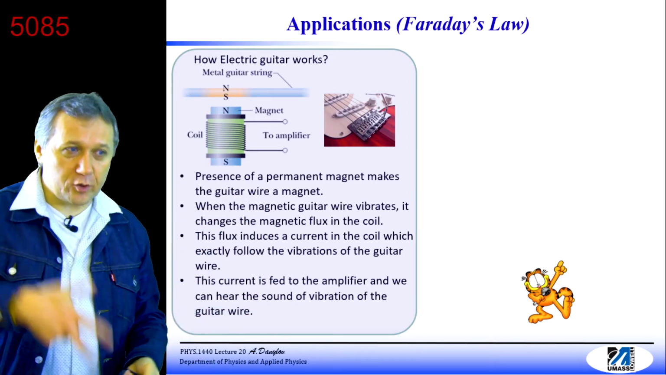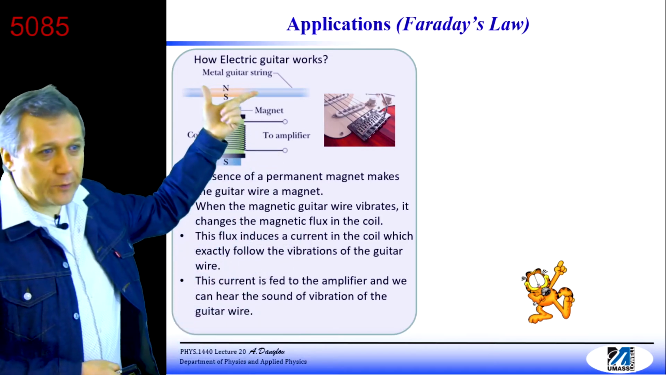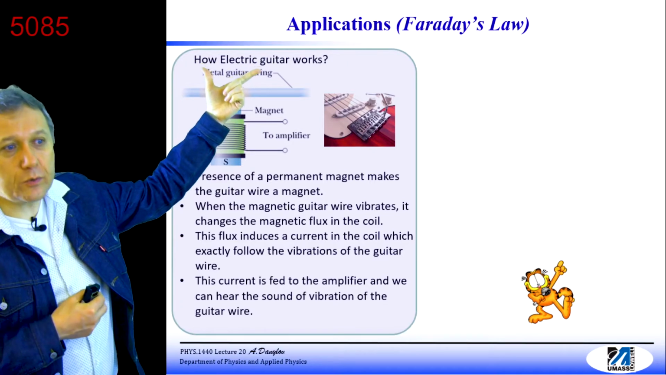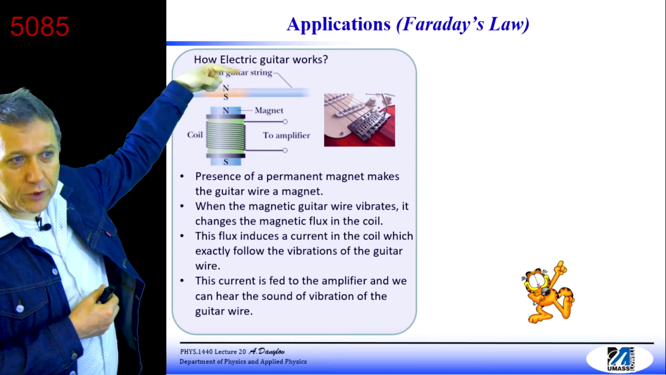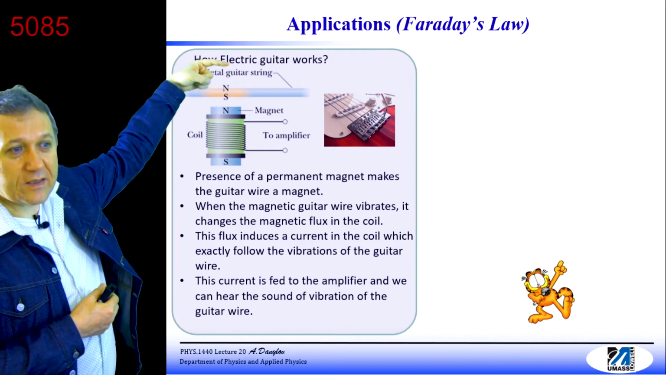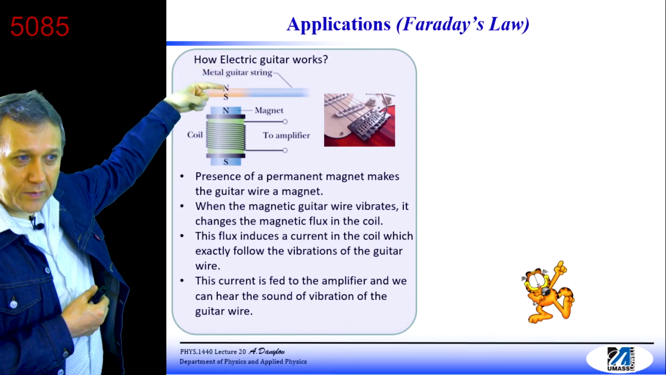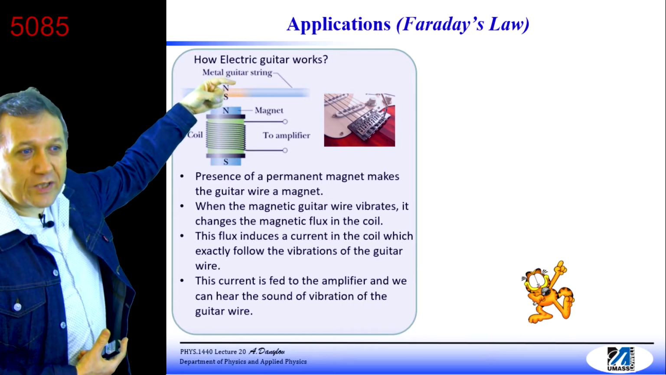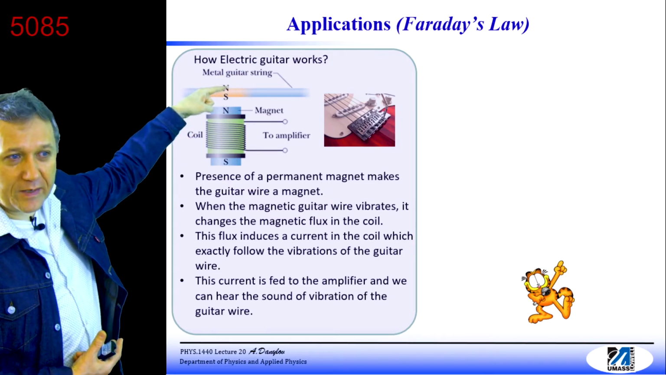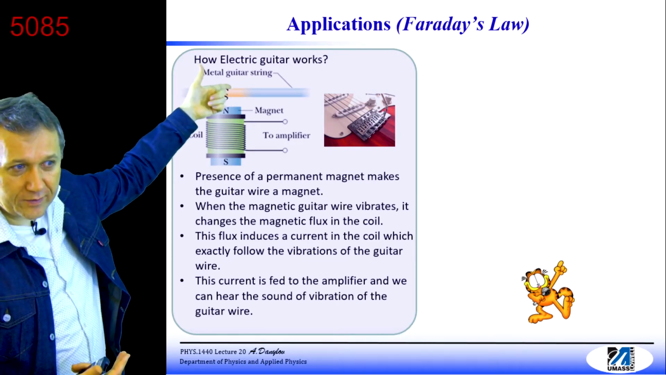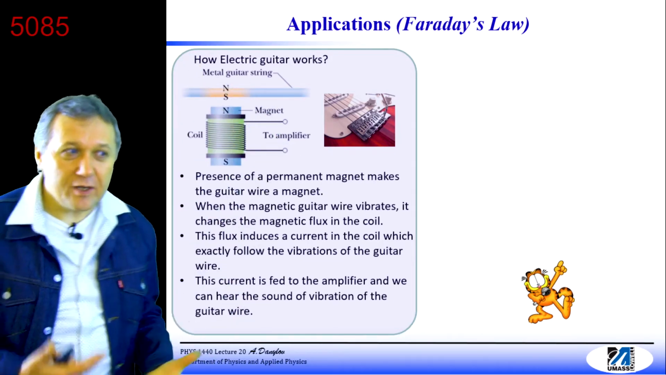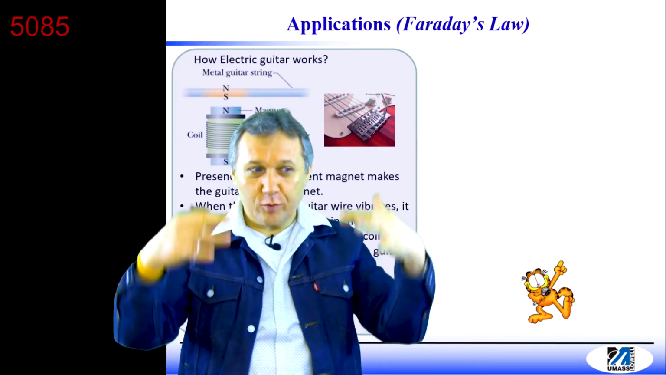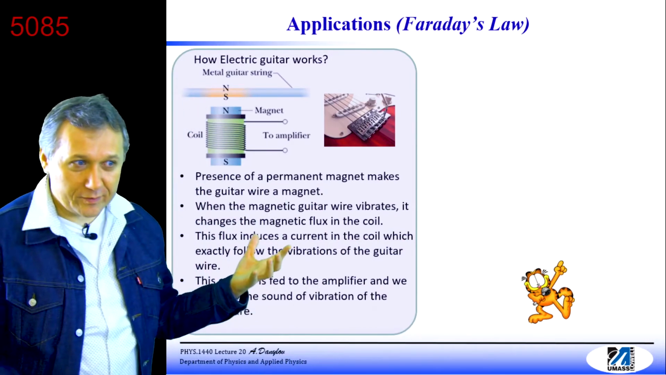Now let's assume that you pluck this string. First you displace the string to the farthest point, and then you release it. Now the string, basically this magnet, starts moving closer to the loop. Since the string moves closer to the loop, what happens to the magnetic field created by the magnet of the string? What happens to the magnetic field through that coil? It increases because the magnet gets closer and closer to the coil.